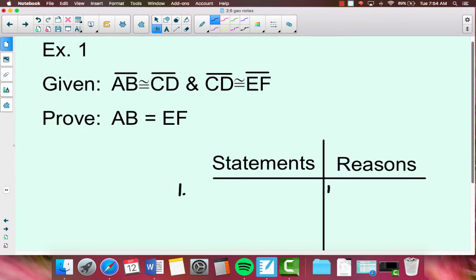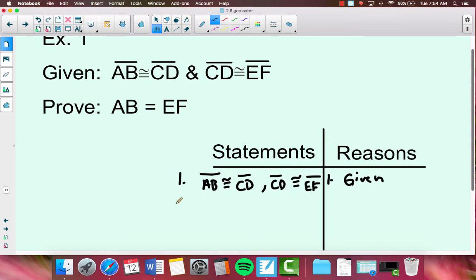So remember, we always start a proof with the given. So I'm just going to rewrite that. So AB is congruent to segment CD, and segment CD is congruent to segment EF. So always start with the given, and then we can do a little bit of thinking. Well, how can I get AB and EF together? Well, if you notice, AB and EF are both congruent to CD. And if you look at this, this looks like the transitive property.